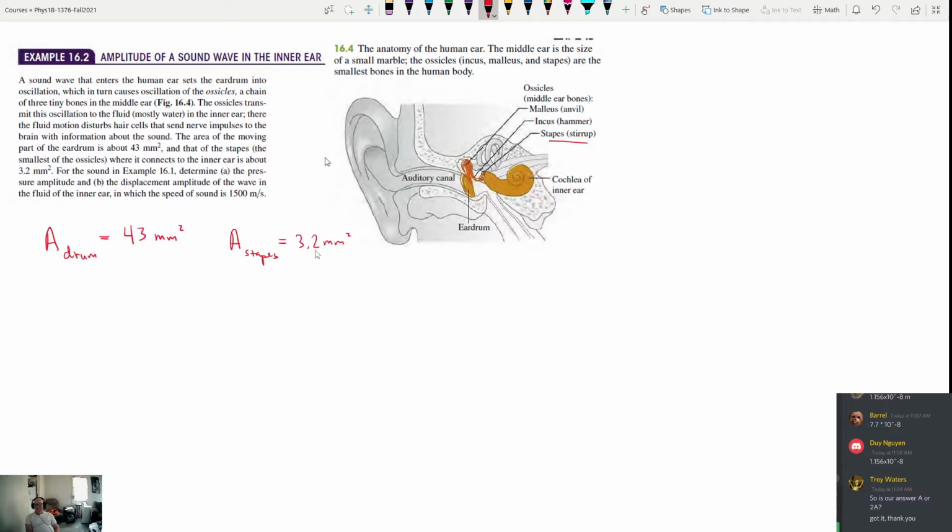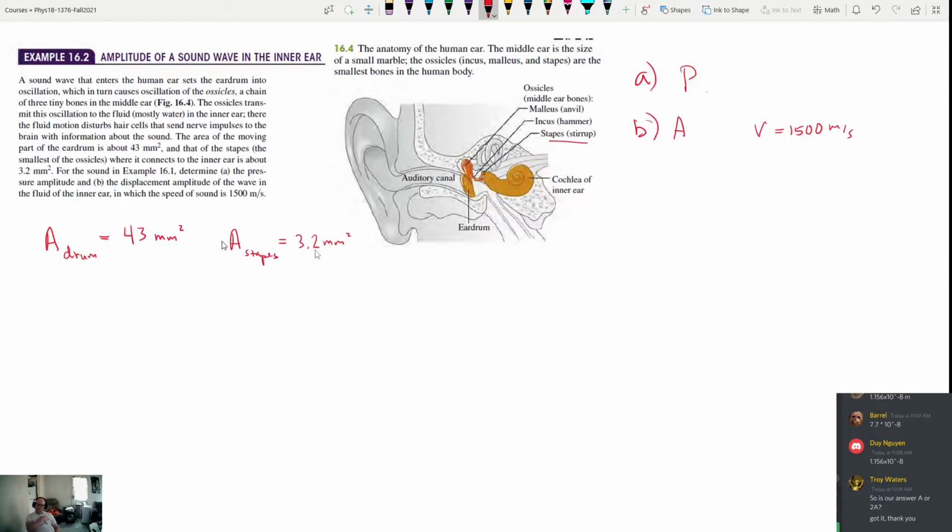For the sound in example 16.1, the one that we just did, determine A, the pressure amplitude, and B, the displacement amplitude, which is A, of the wave in the fluid of the inner ear, in which the speed of sound is 1,500 meters per second. So in this case, the speed is going to be 1,500 because we're now in a fluid. Okay, the pressure amplitude and the displacement amplitude of the wave in the fluid of the inner ear.